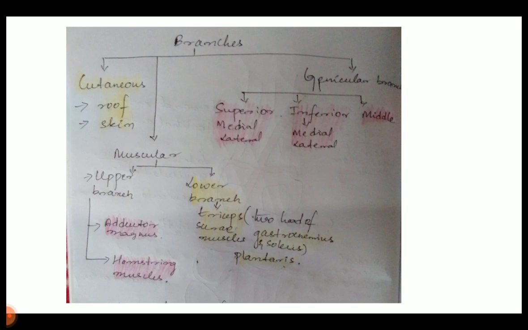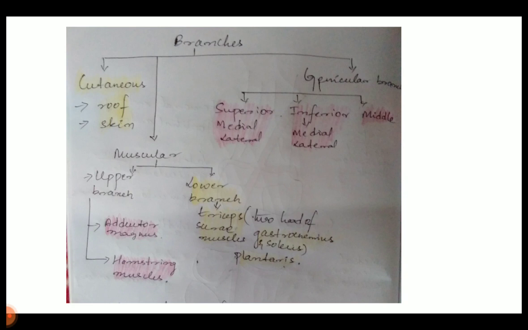Muscular, we have two sets of branches, the upper branches and the lower branches. The upper branches supply adductor magnus and the hamstring muscles. The lower branches supply the triceps surae muscles, that is the two heads of gastrocnemius, soleus and plantaris.